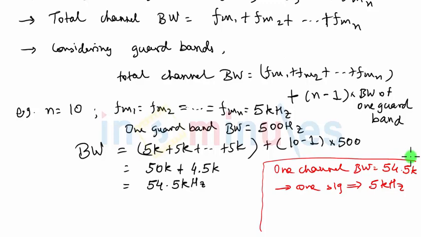The one drawback of FDM is that we require the guard bands, and that may increase the bandwidth a little bit, because otherwise the bandwidth to transmit 10 signals would be only 50 kilohertz, but we require 4.5 kilohertz extra, which is due to the guard bands that we must keep between the two frequency spectrums. So that's FDM. Let's now go through the second type of multiplexing, which is called time division multiplexing.